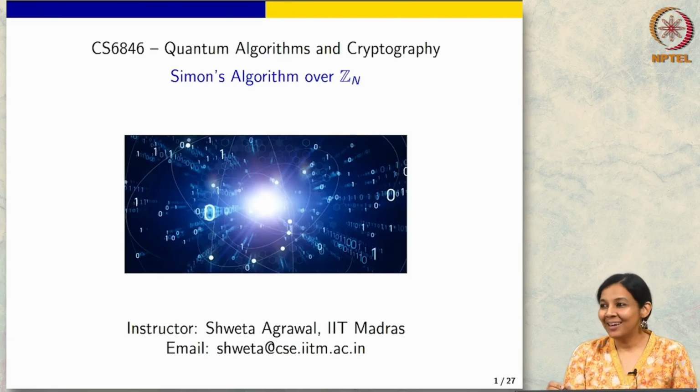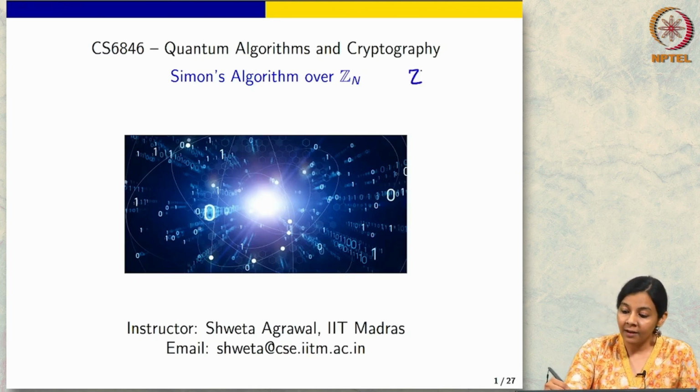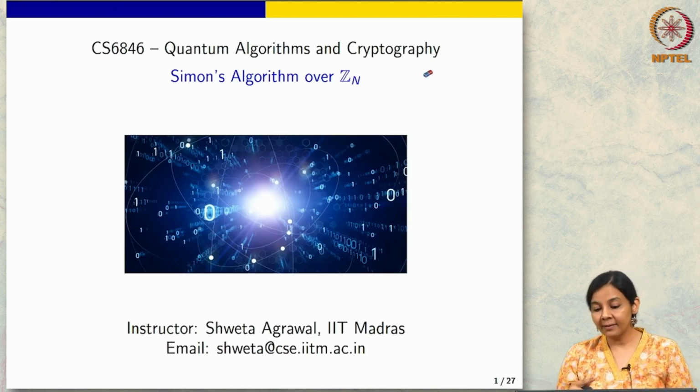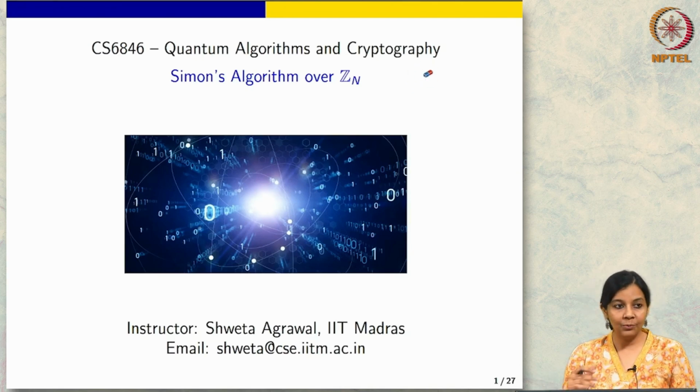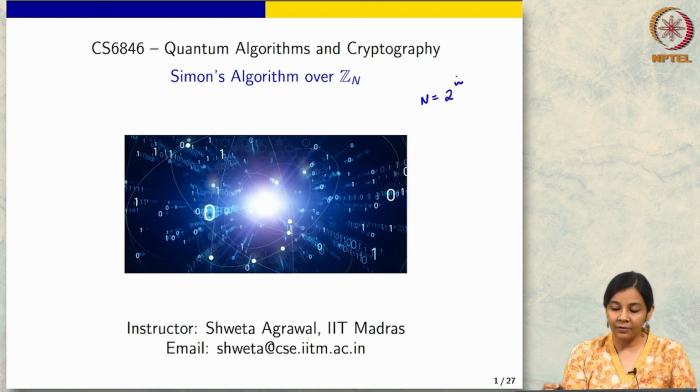So the plan for today, or the plan for this week rather, is to look at the generalization of the quantum Fourier transform for Z_N. So far, remember, we have seen this for Z_2^n, Z_2 to the small n, right? And now what we will see is how to generalize this idea to a different space, Z_N with capital N. In general, we will think of N as 2 to the small n for some small n, right?